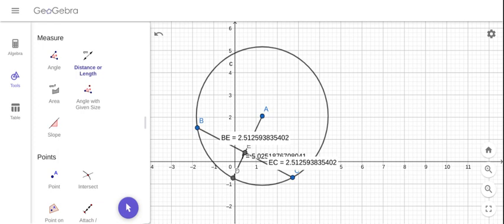The total distance was 5.025, and when we drew a radius which was perpendicular to the chord, it actually intersected the chord at a point which is the midpoint of the chord. That means it bisected our chord into two equal segments, BE and EC, which is the next property of the circle. Whenever you draw a radius which is perpendicular to any chord, that radius is going to bisect the chord.